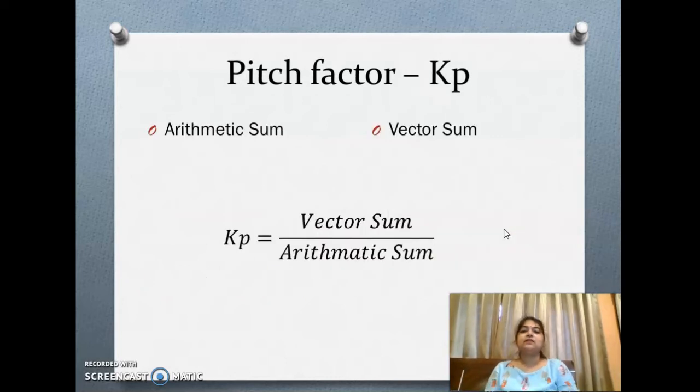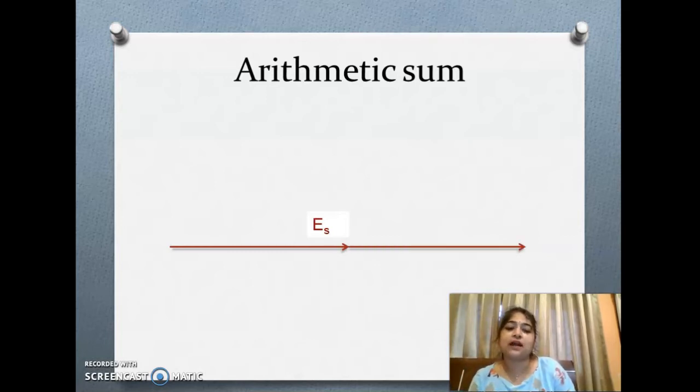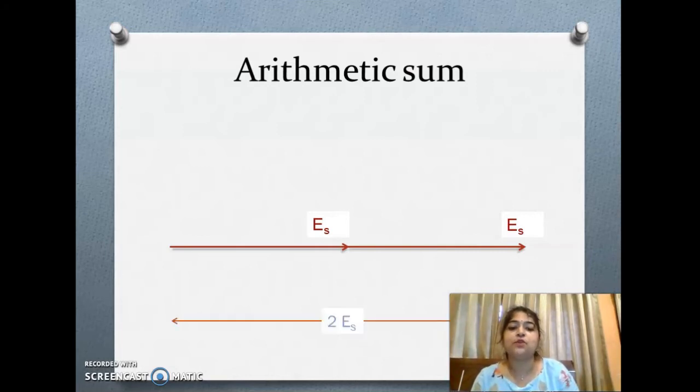Okay. So what is pitch factor? Pitch factor is nothing but the ratio of the vector sum for the short pitch coil to the arithmetic sum if the coil is full pitch. So let's try to derive this. Let's first of all have the arithmetic sum. If we have EMF induced in one conductor and EMF induced in another conductor of a full pitch coil, they will be in phase, and when they are in phase, the total EMF induced in that turn will be twice ES.